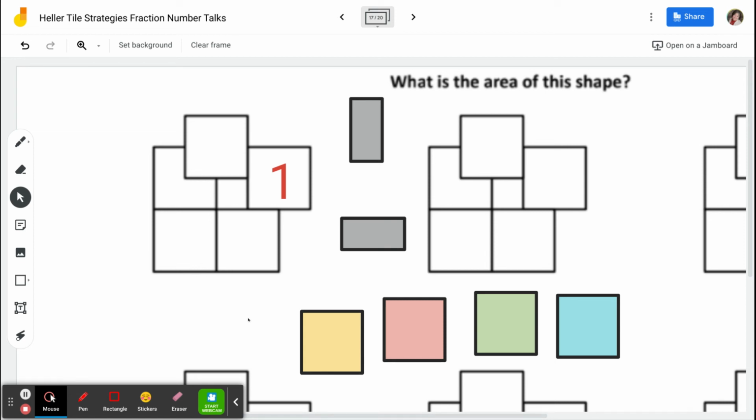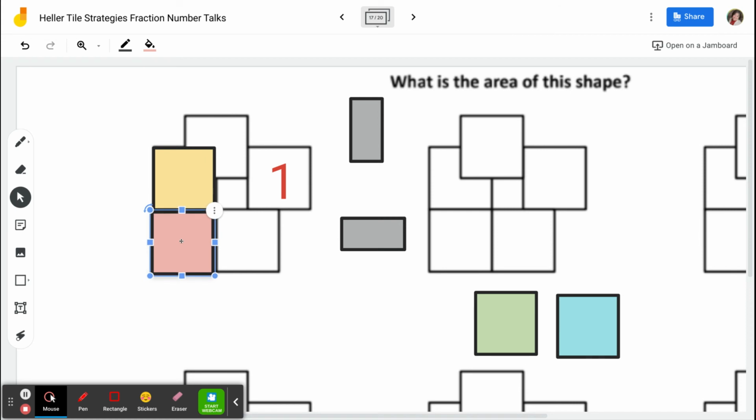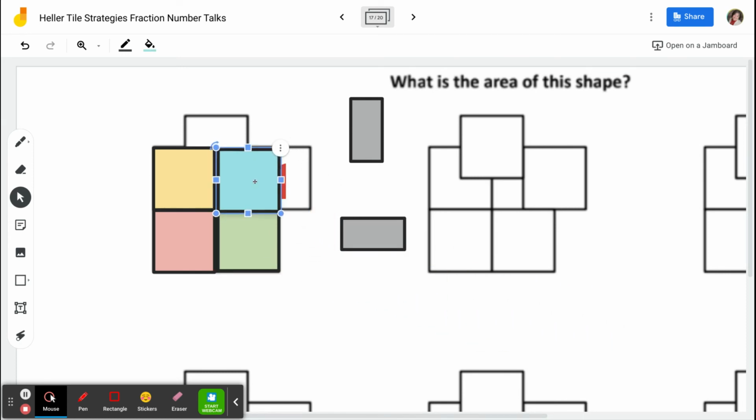All right, friends, here's one solution for finding the area for this shape. As I take a look at this, I've made myself some shapes to cover, to just take a look and see how I see it. So over here, I see one whole square. Where I'm placing the red, I see one whole square. Where I'm placing the green, I see one whole square. And then where I'm placing the blue, I see one whole square.